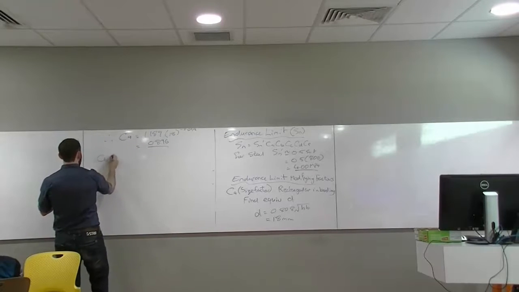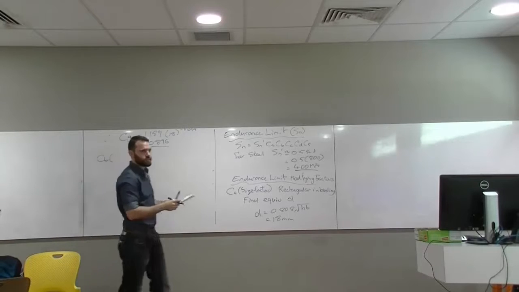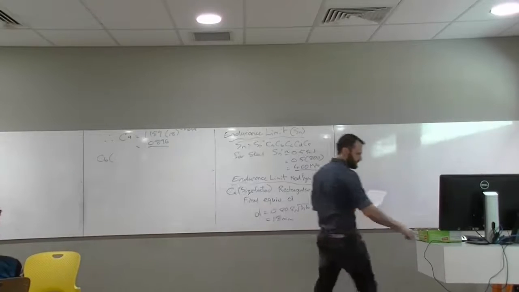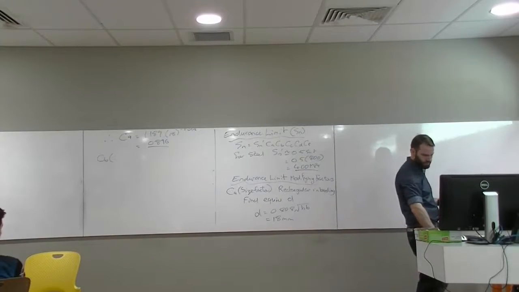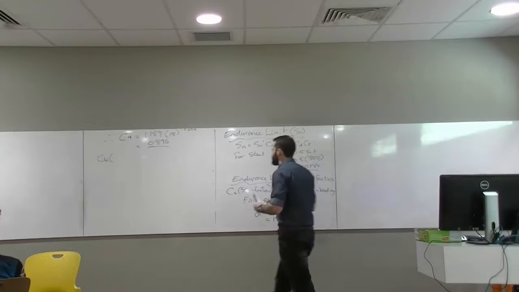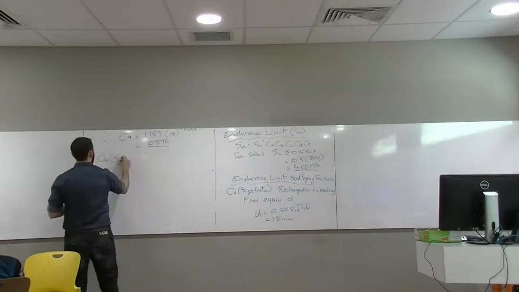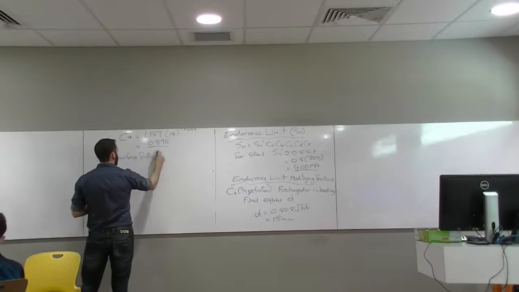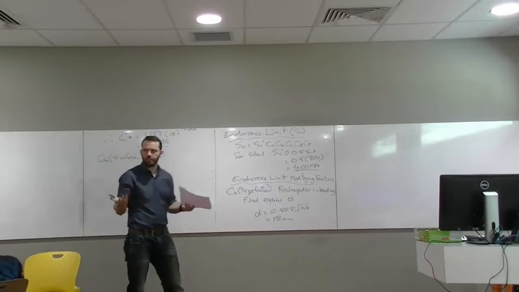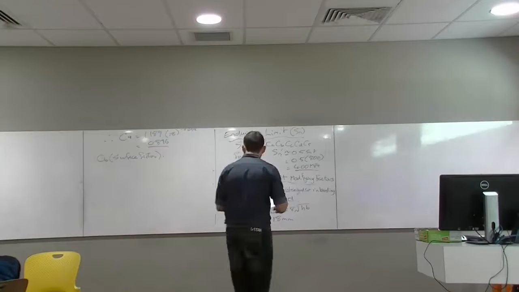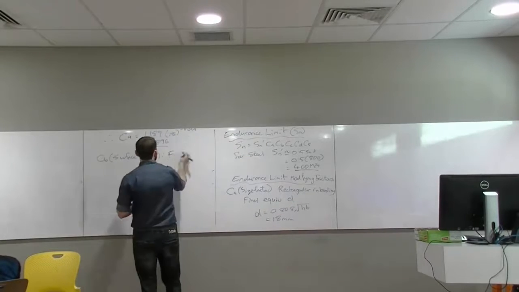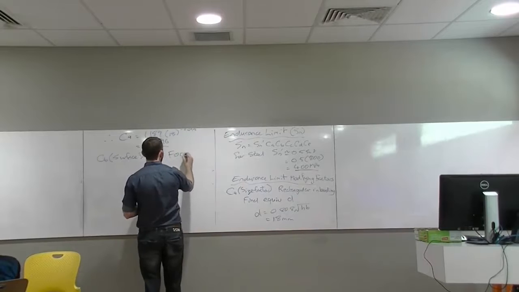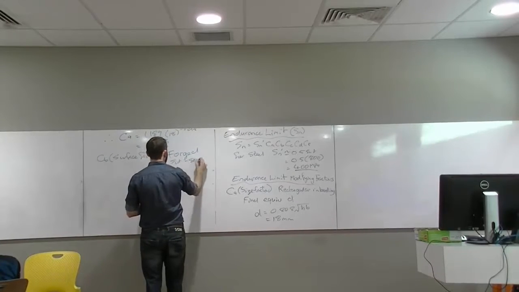Alright, CV is, what do we say CV was? Surface factor, is that what we're doing? Yeah. And it's always useful just to rewrite what you've been given. So in this case, the information that you need for the calculation is forged and SUT equals 800 meg.